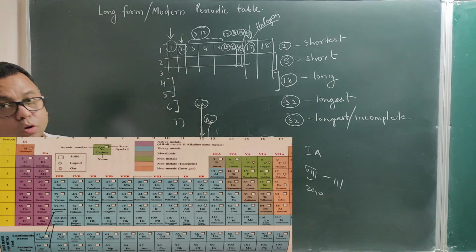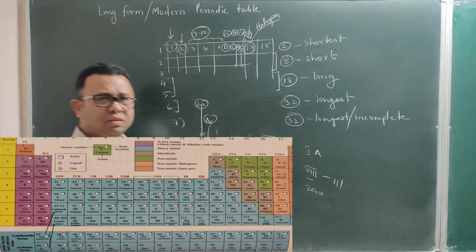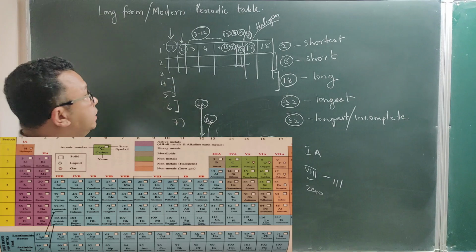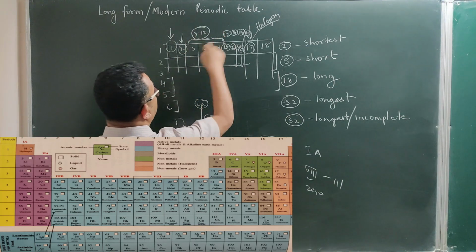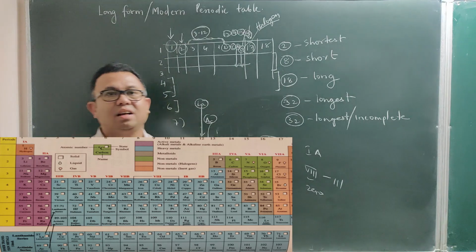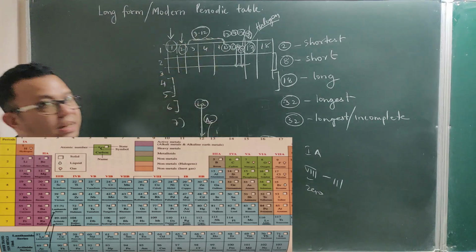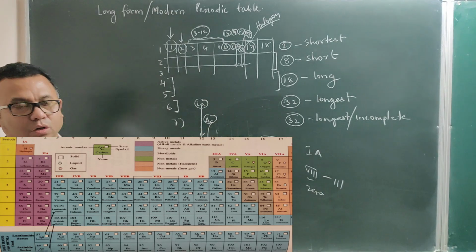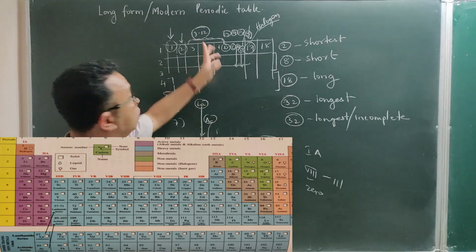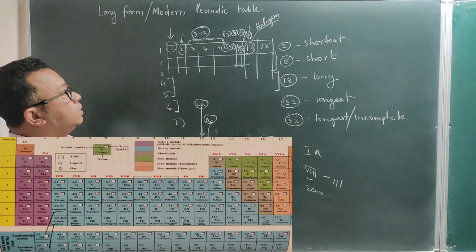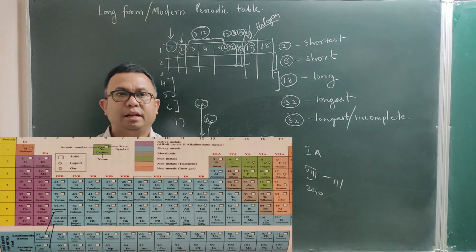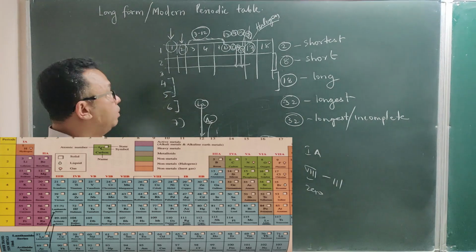The second one, group 2, is called alkaline earth metals. Then from group 3 till 12, all of them together are called transition metals. We call them transition elements because there are some non-metals and metalloids also present in them. And from 13 to 16, we recognize groups by the first element present in that particular group.